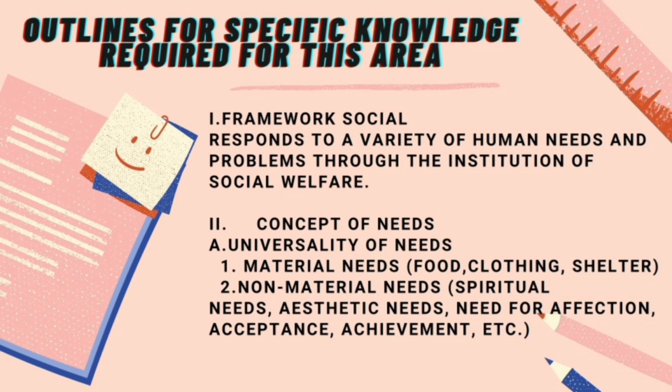Next is the outline of specific knowledge required for this area. First one is the social framework. It is an essential outline supporting structure for human needs and problems. Second is the concept of needs, which has universality of needs that is divided into two components. First is the material needs, for example, food, clothing, and shelter. Second is non-material needs, such as spiritual needs, aesthetic needs, need for affection, acceptance, achievement, and others.